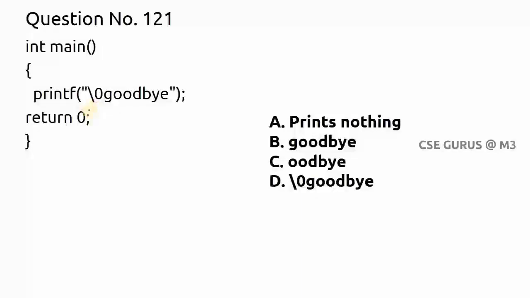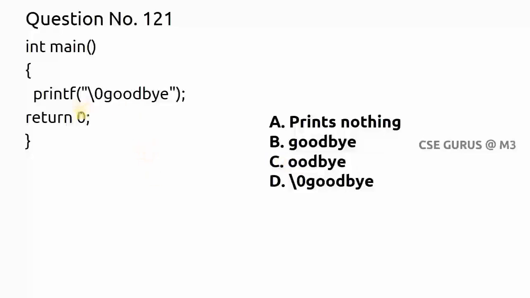int main, printf, it is given \0, a null character, then goodbye. Then return 0. What will be printed as output? Will it print goodbye, or will it print \0 goodbye, or will it print nothing, or will the G disappear? So what is the answer for this?